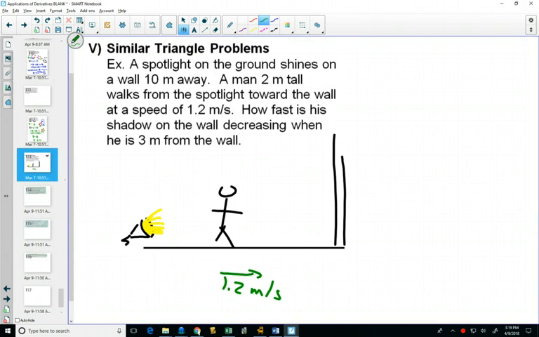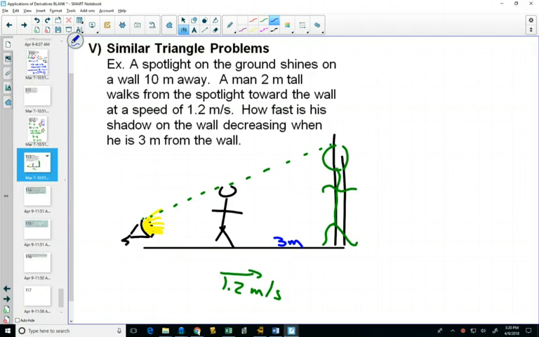How fast is the shadow? So if we extend this line like this, here's the shadow of the guy. How fast is that shadow decreasing when he is 3 meters from the wall? Wow, we've got a lot of things happening here.